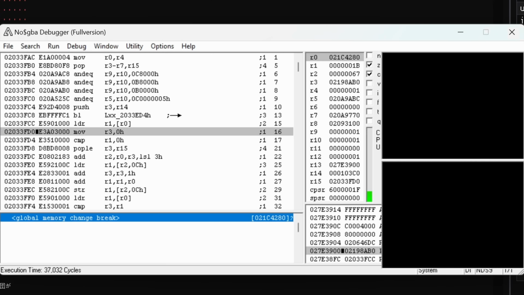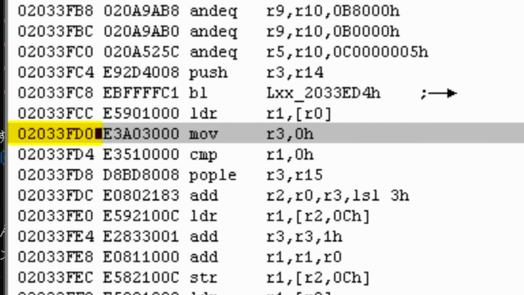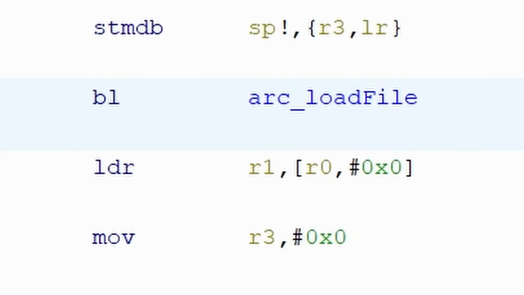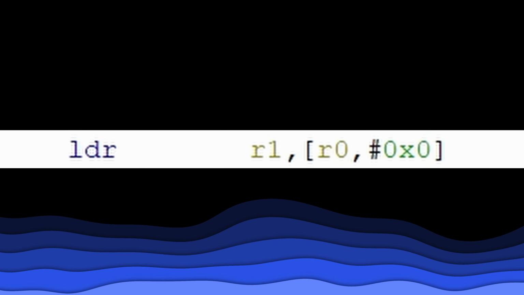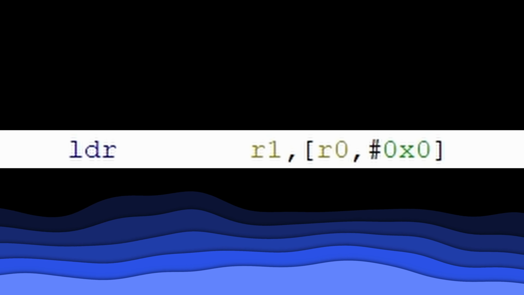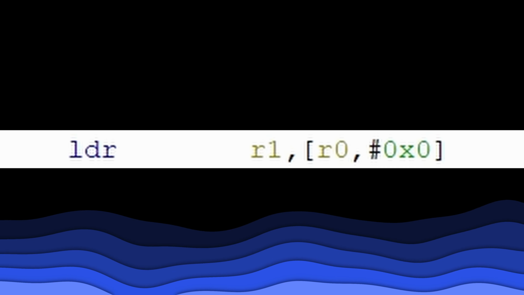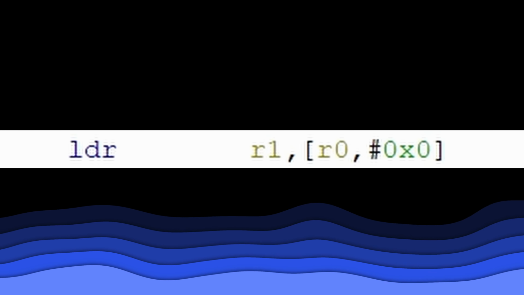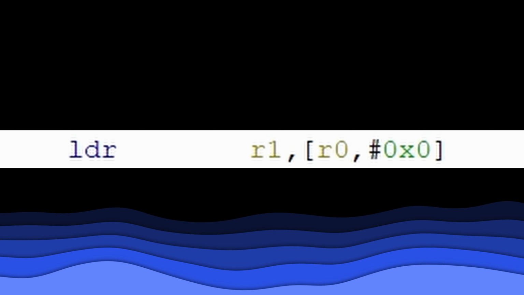The next address we ended up at is 2033FD0. This is a subroutine I haven't named yet, but it's called right after a routine that I've named arc load file. So this is something that happens immediately after the file is loaded into memory. The instruction we've stopped at is LDR R1, [R0]. This instruction loads a value from memory into a register. In this case, it loads the value stored at the memory address contained in register R0, offset by 0, so just that address.